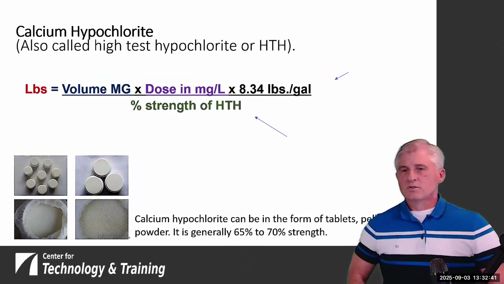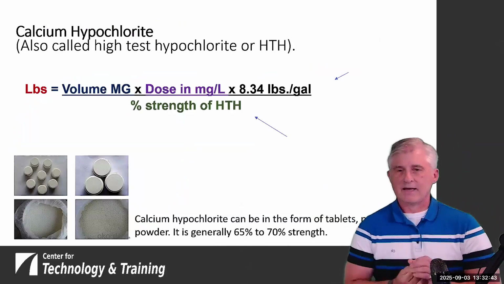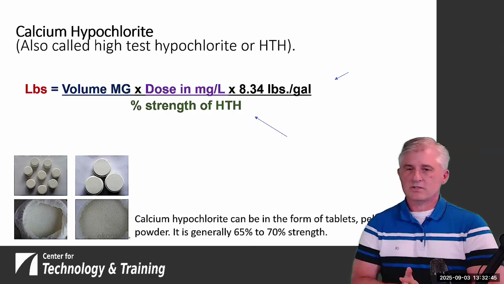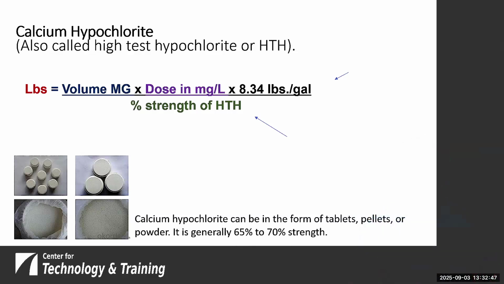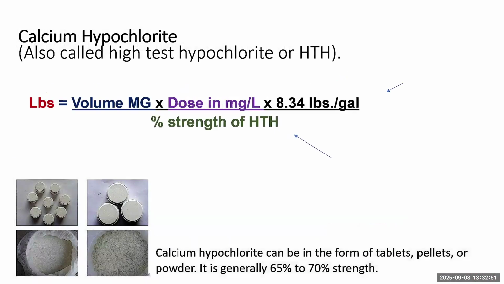All right. So we covered gas chlorine. Let's go on to calcium hypochlorite. This would be considered the solid or the powder version of chlorine. It's also called high test hypochlorite, or HTH. Now with this, we need to take into consideration that it's not like gas chlorine. Gas chlorine is 100% available chlorine.